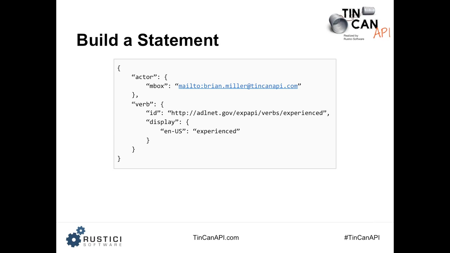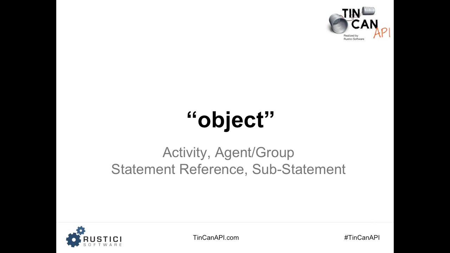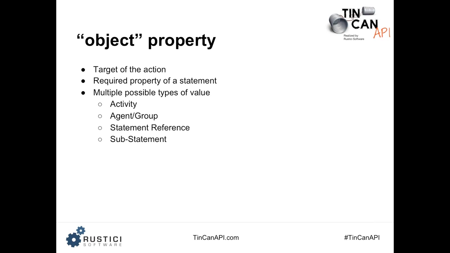So continuing building our statement, I have my actor with my agent, and then I have a verb, and this actor myself experienced. We don't know yet what we experienced, which leads into the next property of a statement. So the next property of a statement is the object. And here I've shown that an object can contain multiple types of objects themselves. So the object property then is the target of the action. In our case, for our statement, it's whatever I experience.